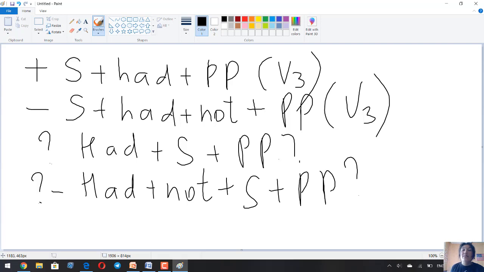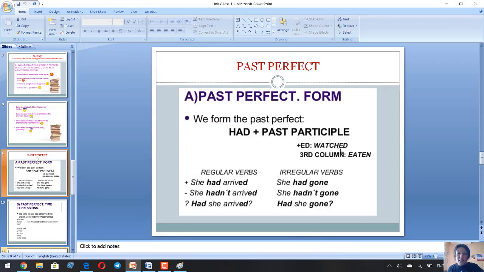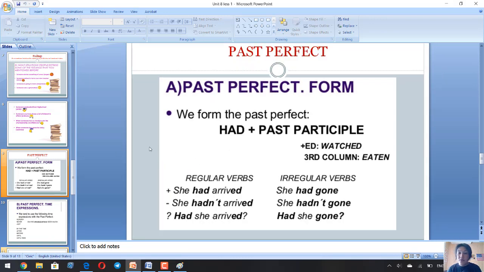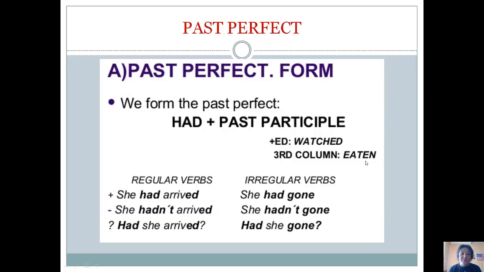These forms are questions. Here we can see the structure of this. Ed for regular verbs, and the third column, eaten, V3, is for irregular verbs. Here we have three forms of past perfect with regular verbs and irregular verbs.